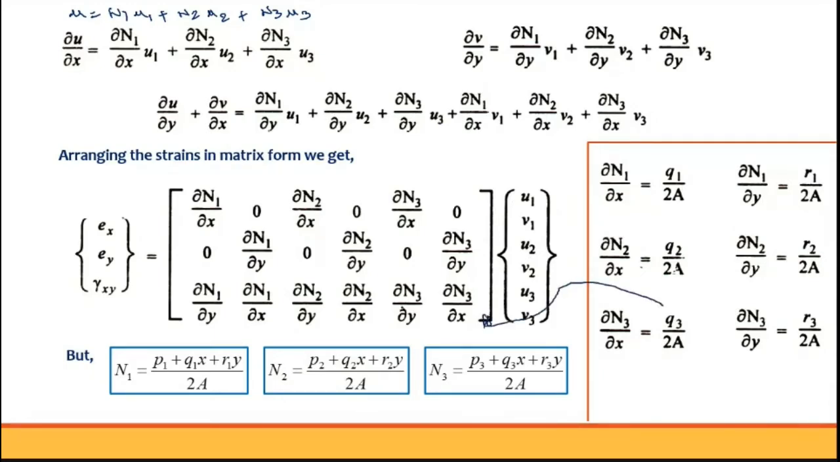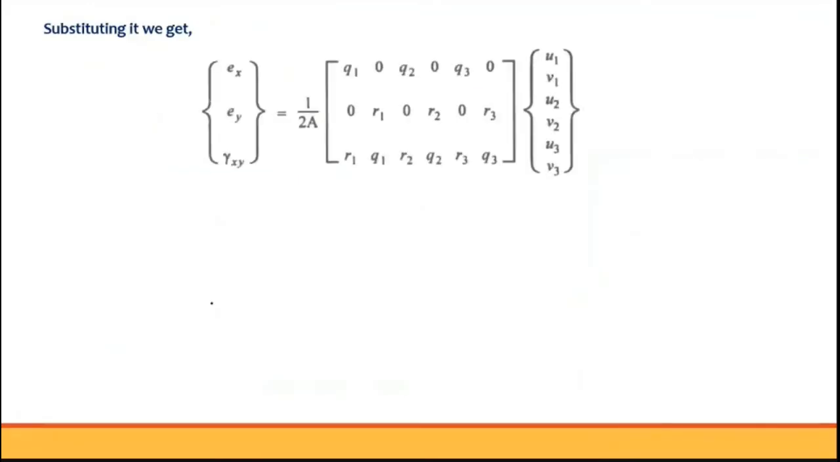In this matrix, everything is in terms of dou n by dou x or dou n by dou y. Okay. So when you substitute, I'll get something like this. 1 by 2a is a common term. q1 0, q2 0, q3 0, 0 r1, 0 r2, 0 r3. Just cross multiplying this, r1 q1, r2 q2, r3 q3. This is my overall matrix. The first row indicates strain in x direction. Second row indicates strain in y direction. And third row indicates your shear strain.